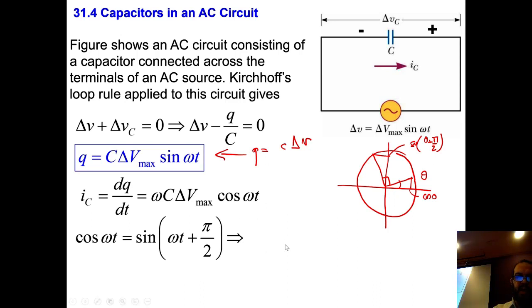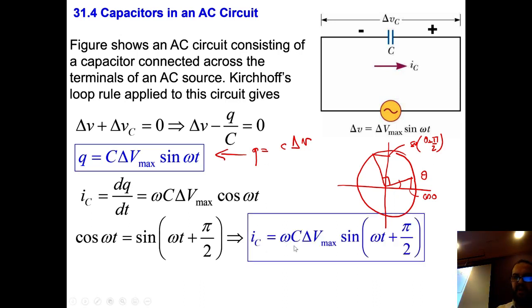Now we can write the current as a sine function: omega C times delta V max times sine omega t plus pi over 2. Notice for the inductor, we had sine omega t minus pi over 2. For the capacitor, it's sine omega t plus pi over 2. Obviously, there is a difference here.